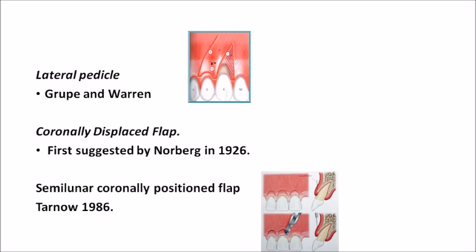Next is lateral pedicle graft. It was given by Grupe and Warren. As it is clear from the diagram, there was a recession on the tooth marked R. It is the recipient. You can see the gingival recession over that area, and the tooth marked D is the donor. So from that site we obtain a graft and it is rotated to cover the recipient site.